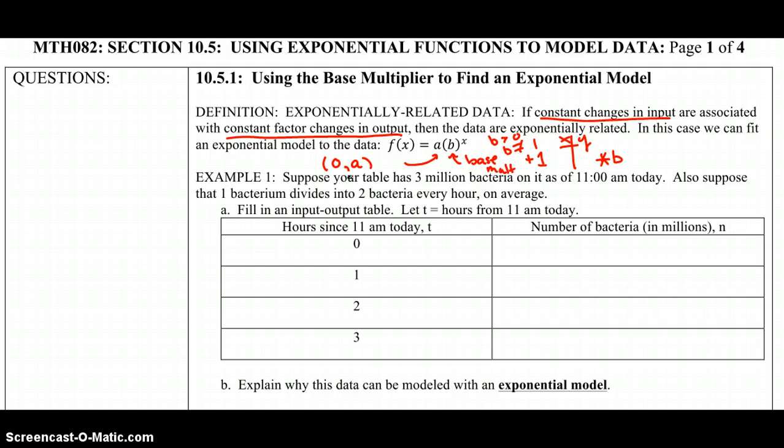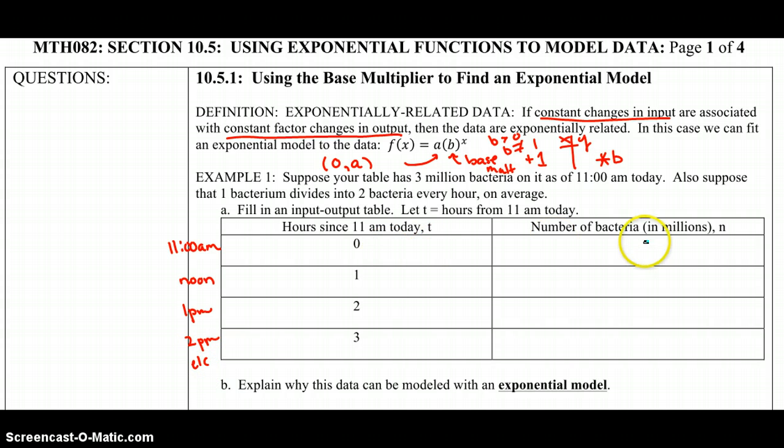So suppose your table has 3 million bacteria on it, highly possible at this point in the semester, as of 11 a.m. today. Also suppose that one bacterium divides into 2 bacteria every hour on average. So the bacteria are doubling every hour. Fill in an input-output table where t is the number of hours from 11 a.m. today. So 0 here corresponds to 11 a.m., and then 1 hour later corresponds to noon, 1 p.m., 2 p.m., etc.